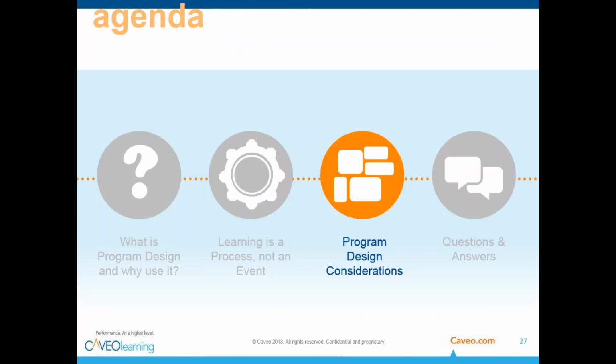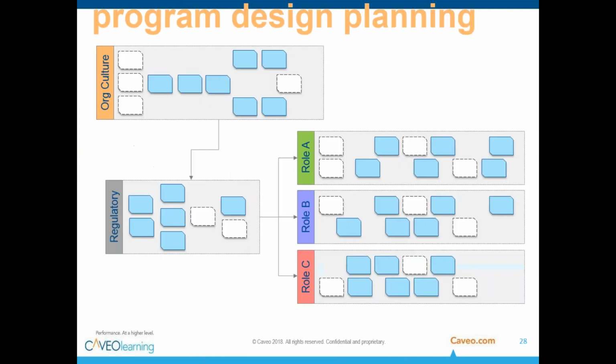Okay, so let's move into our third segment, program design considerations. And hopefully some of these considerations will help you to start implementing that program design approach at your organization. So going back to our initial simple illustration of that big picture view for program design, we can start to identify the important elements to keep in mind.